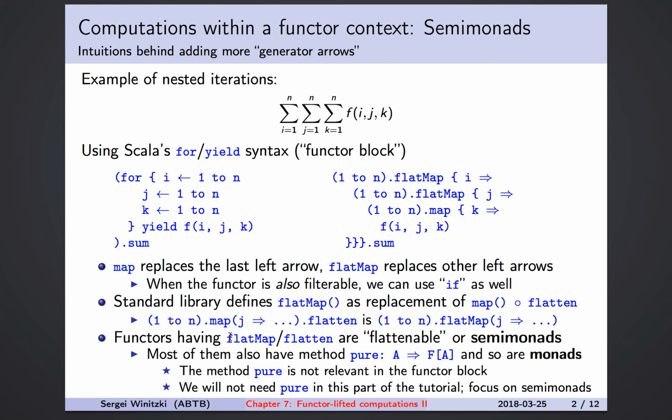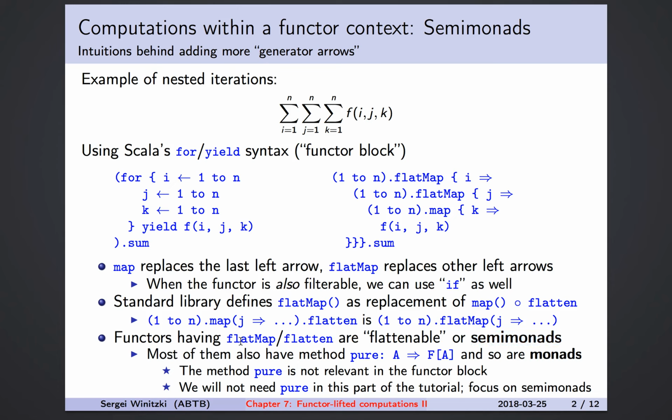So functors that have flatMap and flatten defined in them, I call them flattenable, or semimonads. This is my own terminology. Flattenable and semimonads is my terminology. There's no accepted name for these functors. You must have heard of monads.